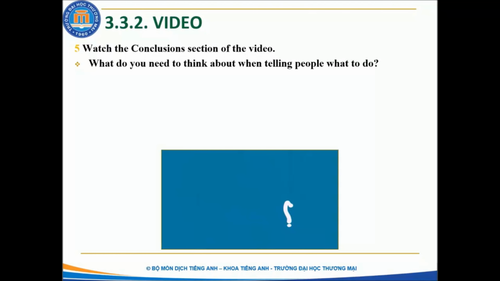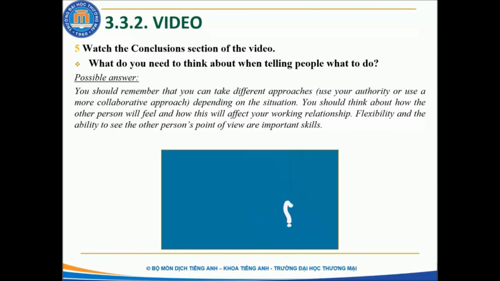Alright, so what's your answer? What do you need to think about when telling people what to do? Now please have a look on the screen for the example answers. And please spend some time reading the possible answer. Alright, so do you agree with this point of view? Yes or no?